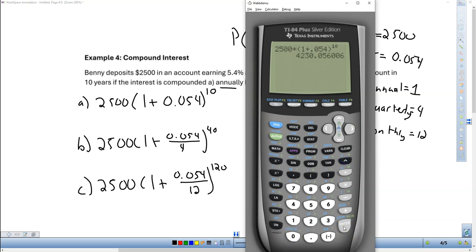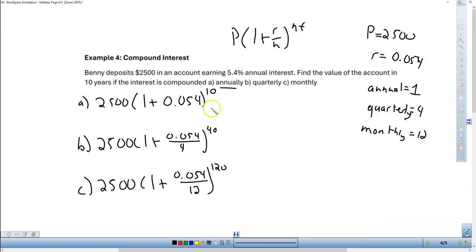Hit enter. All right, we got 4230.056. So let's just go ahead and round that up to the nearest cent. Let's go ahead and write that in here. I'm going to say equals $4,230.06. All right, let's go ahead and do the next one.